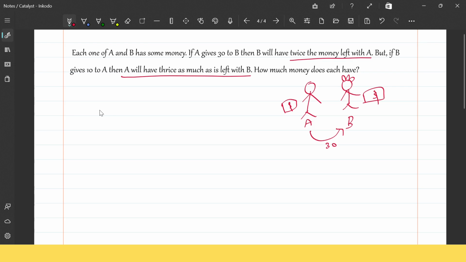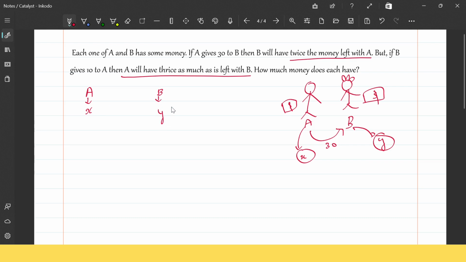Just read it carefully. Now first let us assume what is X, what is Y. How much money does each have? So let us assume that A has X rupees, B has Y rupees. Now see carefully the magic of understanding this type of equations. If A gives 30 to B, then B will have twice the money left with A. How much money is A having? X. Let me write here, A is having X, B is having Y.